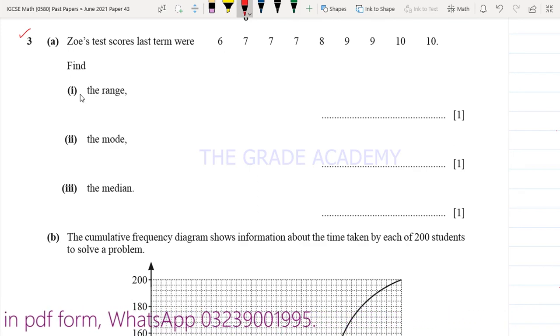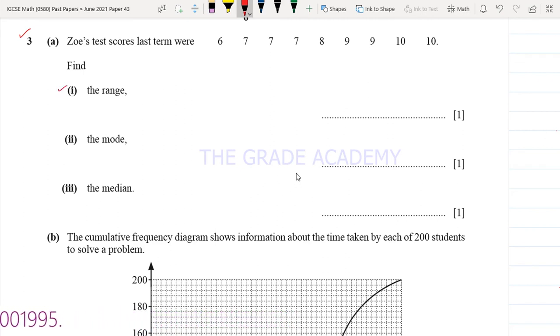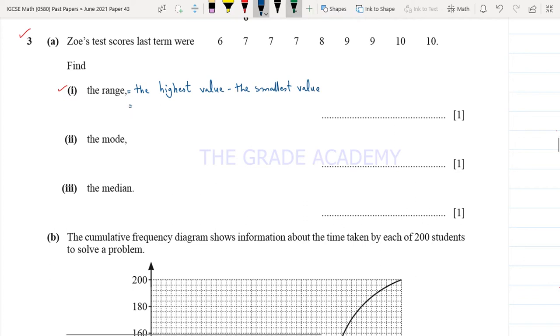So let us first of all find the range of this data. Now the range of any data is basically the difference between its highest value and the smallest value. So the range of this data is the highest value minus the smallest value. Here our highest value is 10 and the smallest value is 6. So the range will be 10 minus 6, which is equal to 4. So 4 is the range of this data.